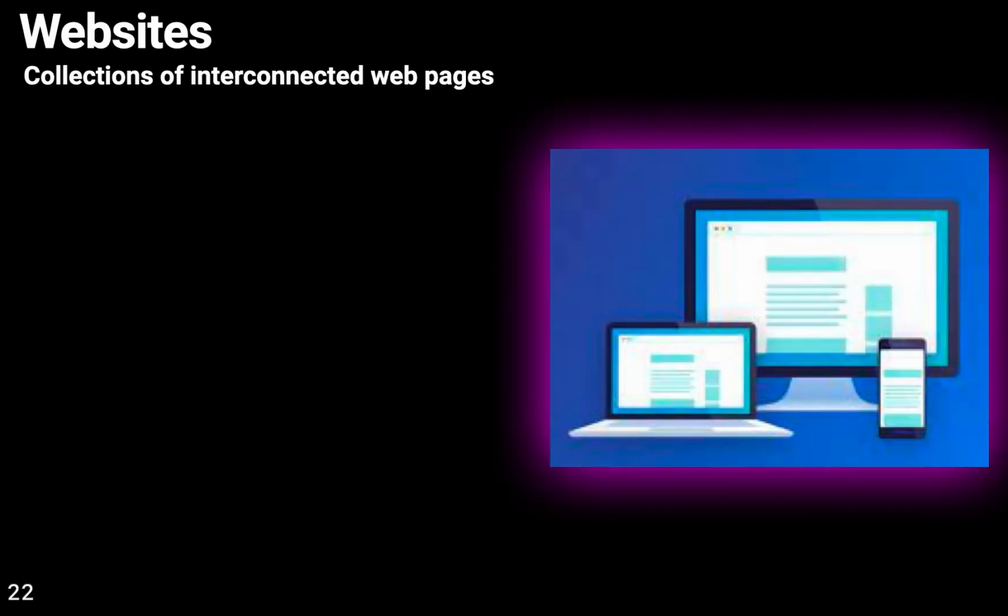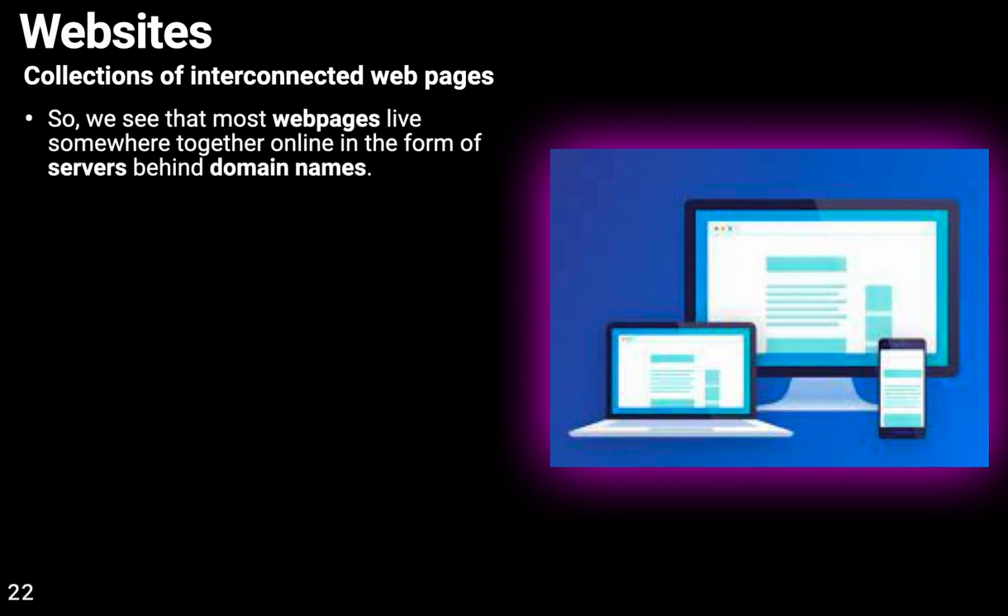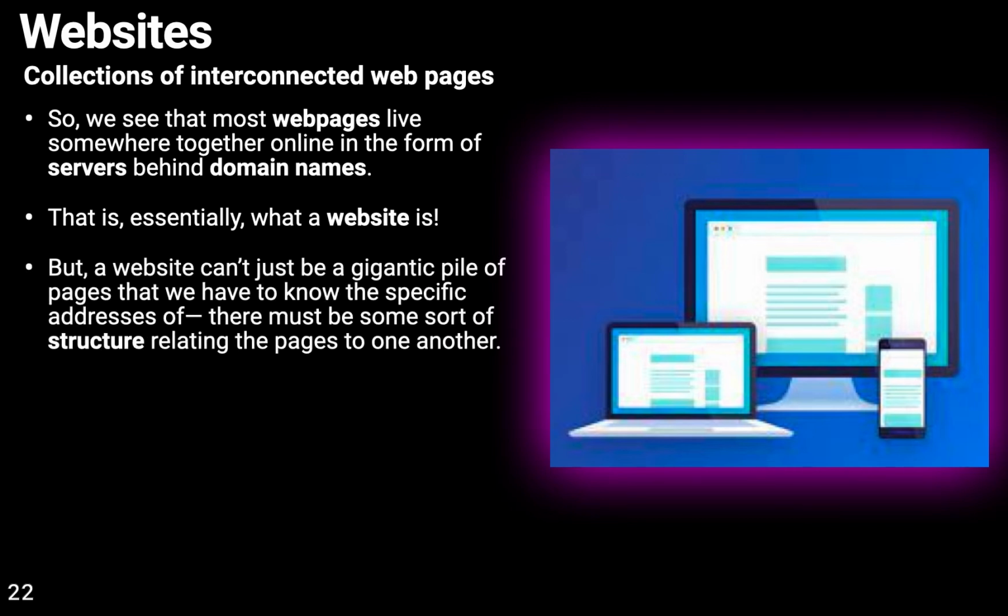So websites are collections of interconnected web pages. We see that most web pages live somewhere together online in the form of servers behind domain names, right? So Google has a bunch of different pages under google.com. That's essentially what a website is. It's a collection of pages somewhere. The question, though, is that it can't just be a pile of random pages, right? You have to have some kind of structure there, and there must be some sort of structure to how you are presenting these pages and how they are stored on the website.